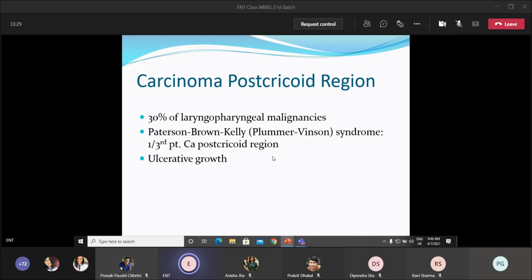So the next is carcinoma of the post-cricoid region. Less common than pyriform sinus, 30% of all malignancies. And it is also associated with Plummer-Vinson syndrome or Paterson-Brown-Kelly syndrome. And usually the growth is ulcerative.